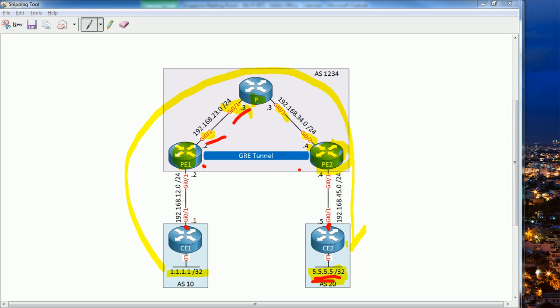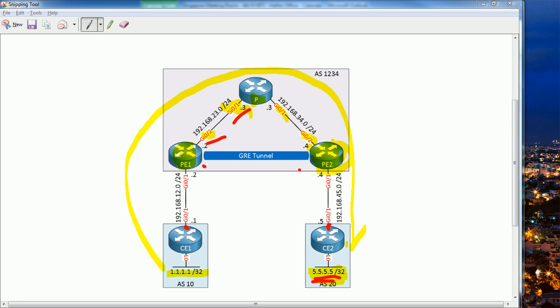If we use Wireshark to capture the IP packet sent from PE1 to the P router, you can see that the MPLS header has been added between the Ethernet and IP header. This is why they call MPLS a layer 2.5 protocol. Layer 2.5 protocol.